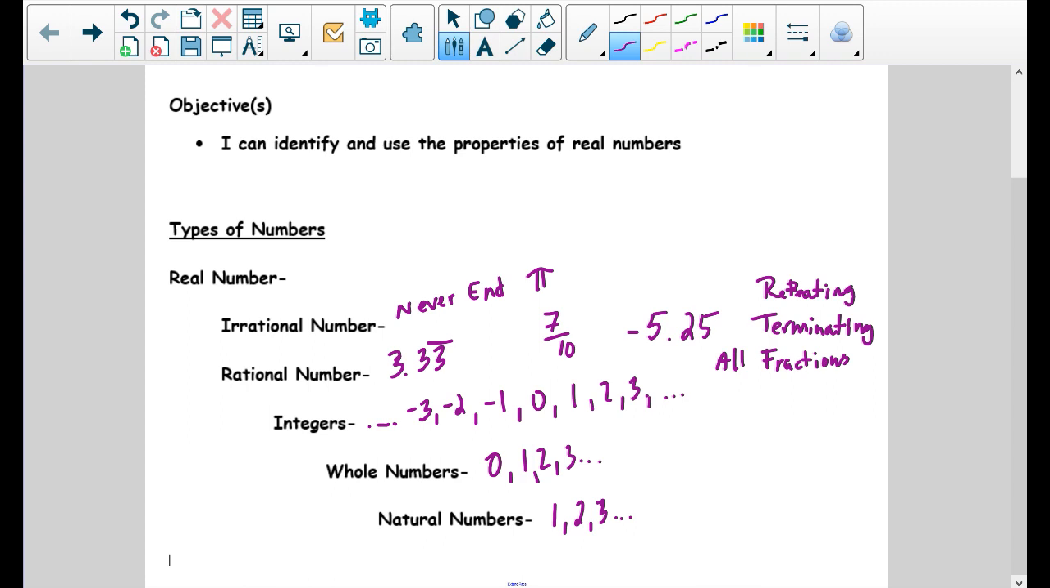So irrational numbers are never ending, like pi, square root of 2. Does not say repeating, Mr. Felton.